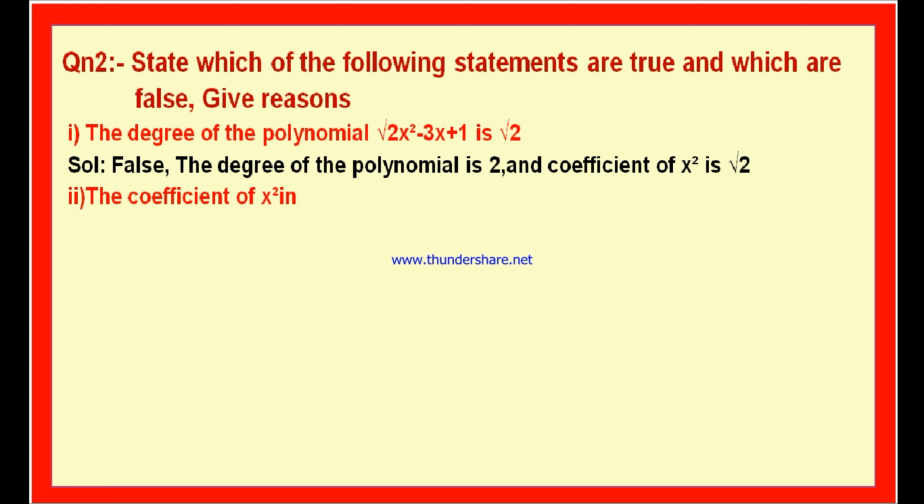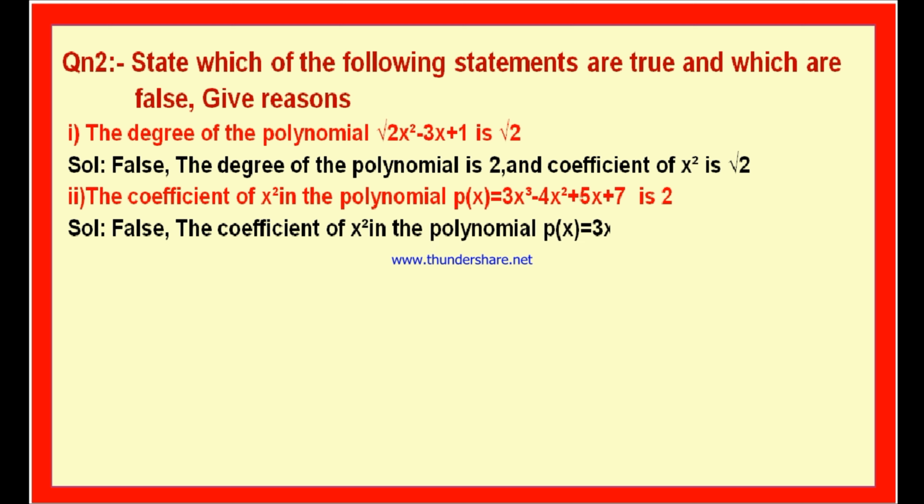Look at the second bit. The coefficient of x square in the polynomial p of x equal to 3x cube minus 4x square plus 5x plus 7 is 2. I shall repeat. In the polynomial you can find the x square term, minus 4x square. This x square is multiplied by minus 4. Therefore, the value which is multiplied with x square is called the coefficient. Then here the coefficient of x square is minus 4. But what is given? It is given 2 in the question. Therefore, the given statement is again false. The coefficient of x square in the polynomial is minus 4.